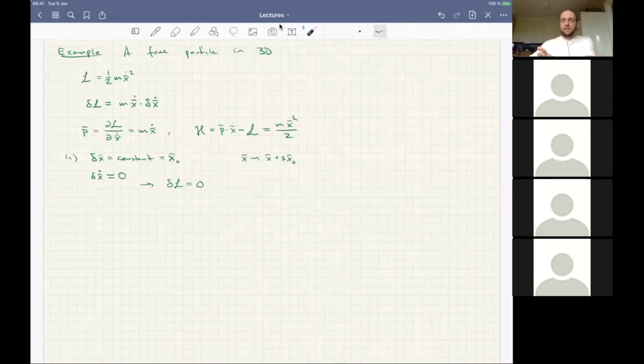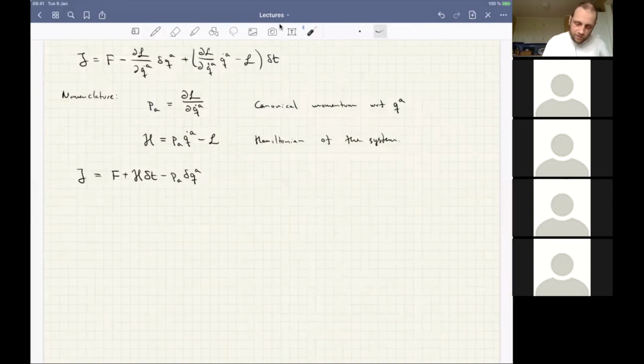If you translate the system, you're going to get a system that looks just the same. That means that there's going to be some conserved quantity related to this. And that quantity is going to be this J that we talked about. In this case, if we look at the definition of J, well, F was 0 because the change in the Lagrangian was 0. Delta T was 0, so we don't need to care about that term. And we're going to be left with this term.